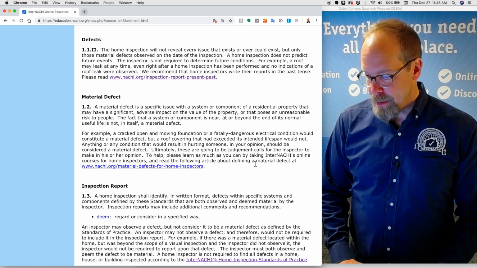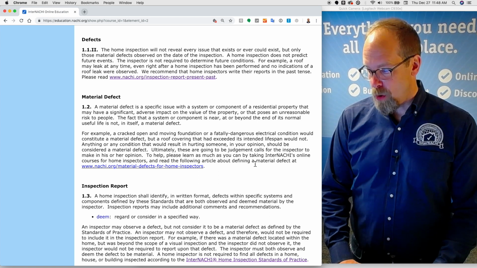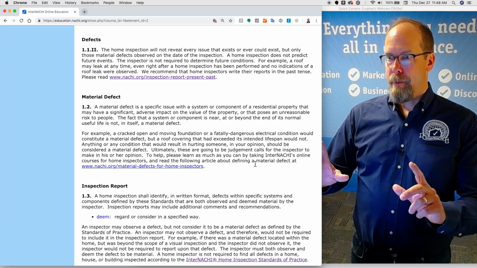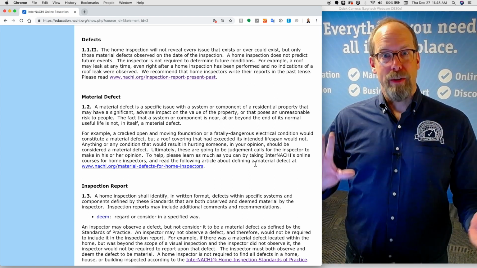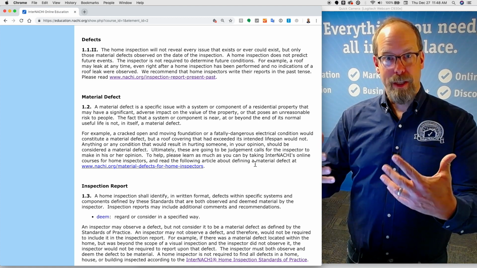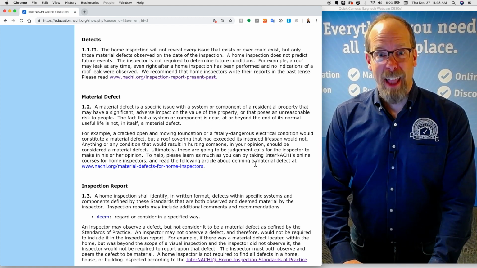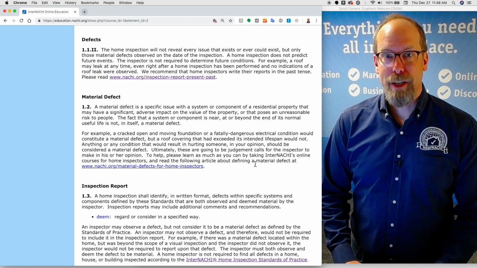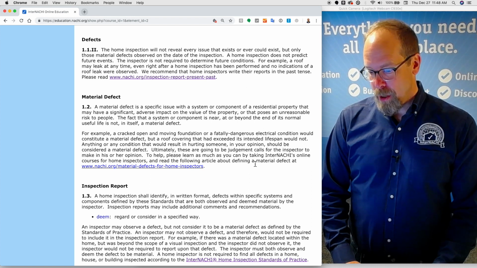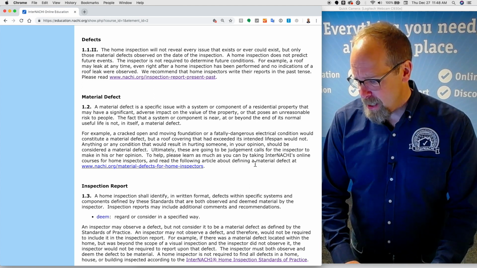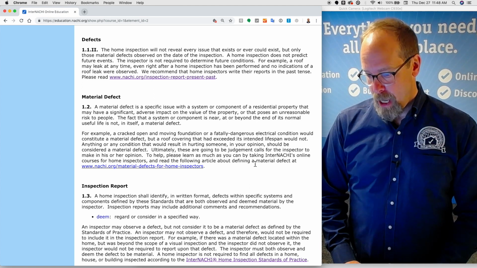For example, a cracked, open, and moving foundation or a fatally dangerous electrical condition, such as a dead front cover that's been removed and not put back. The exposed electrical components within that distribution panel are live and could electrocute somebody. That would constitute a material defect. But a roof covering that had exceeded its intended lifespan would not.